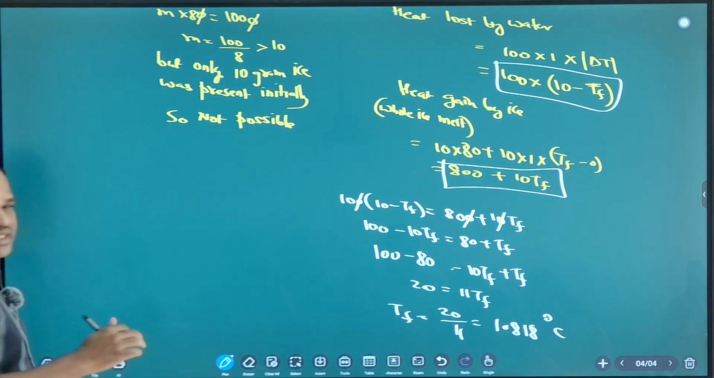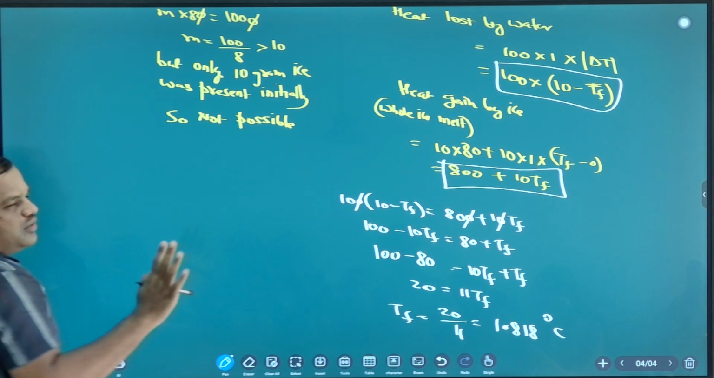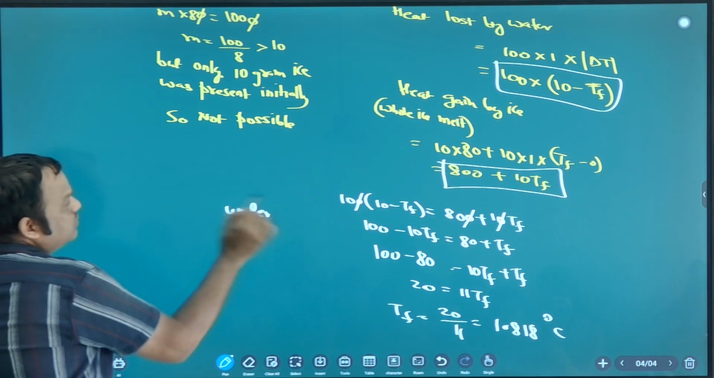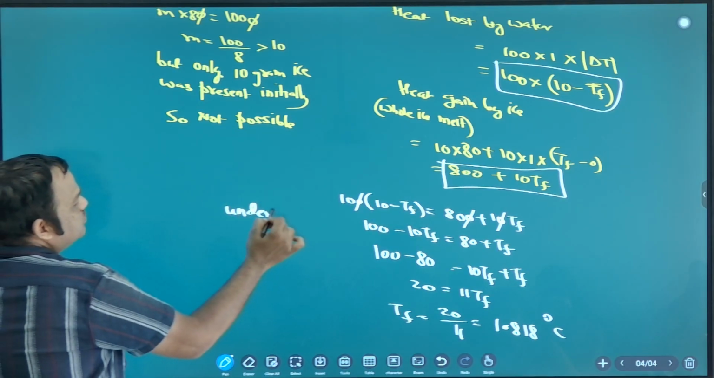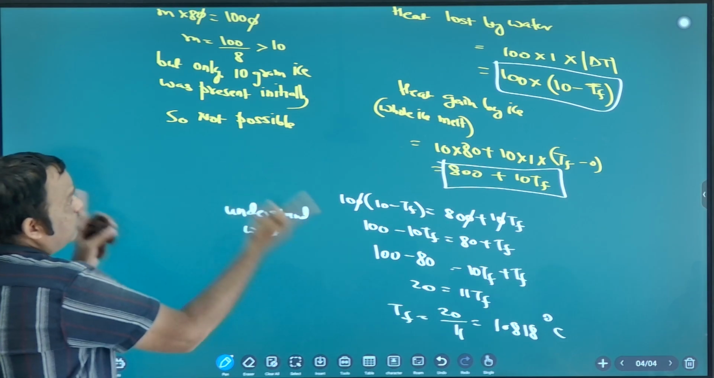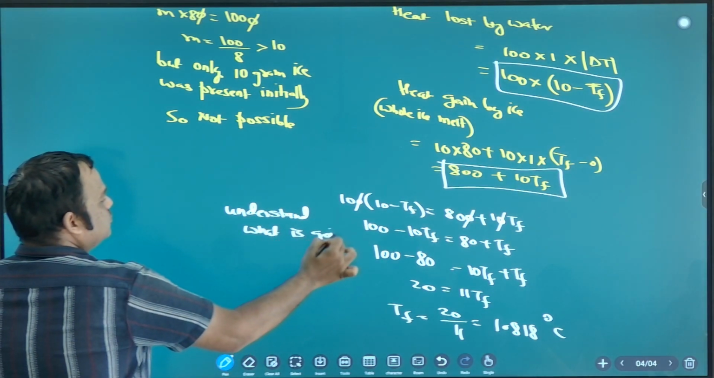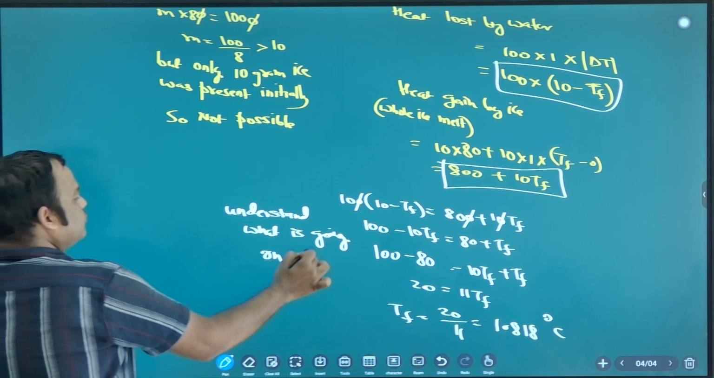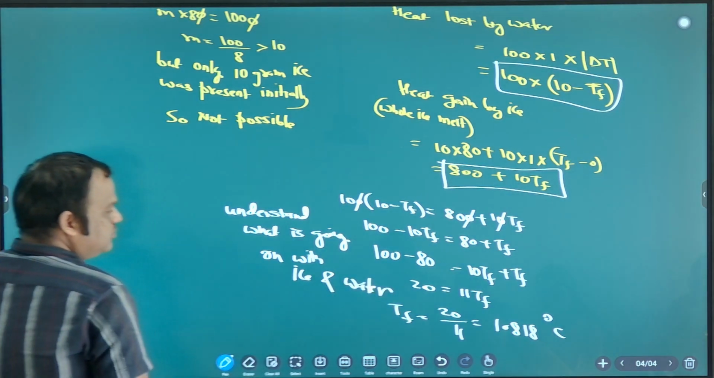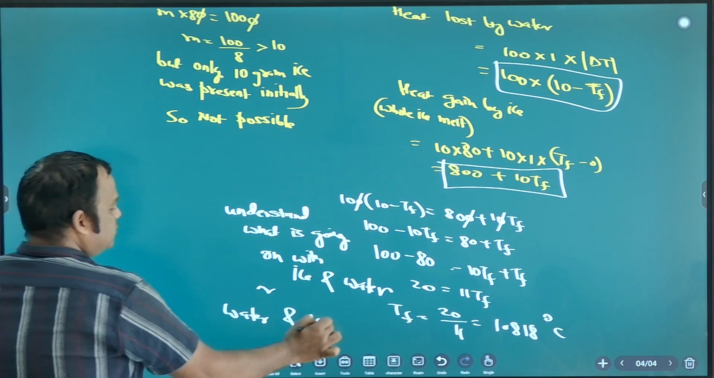You have to think also. Maybe some books have short tricks, but don't memorize short tricks. You have to understand. Think about what is going on. Understand what is going on with ice and water, or water and steam.